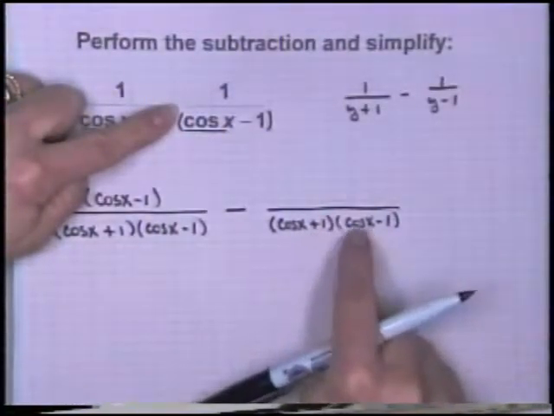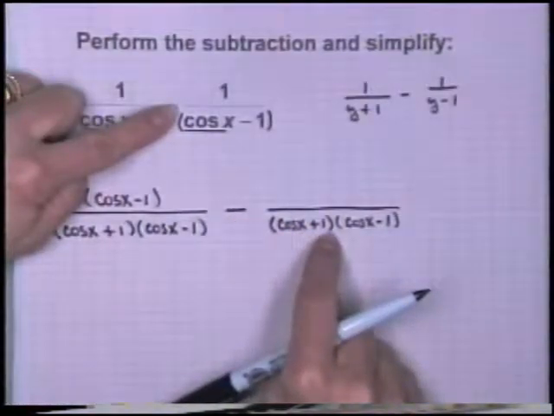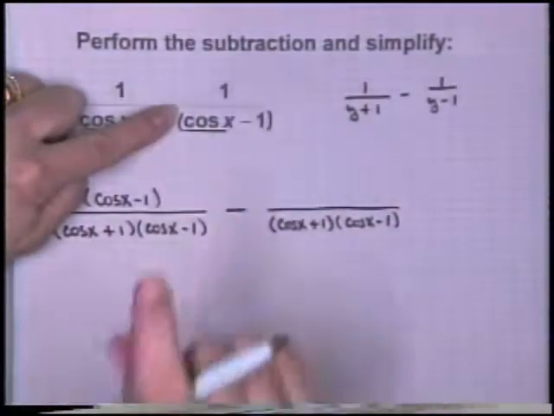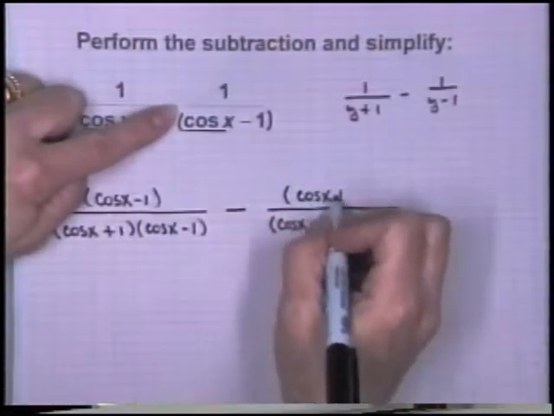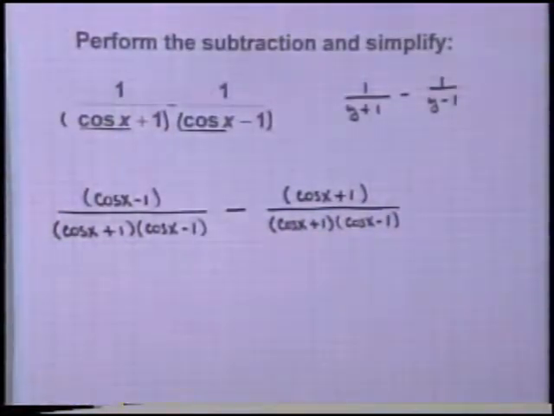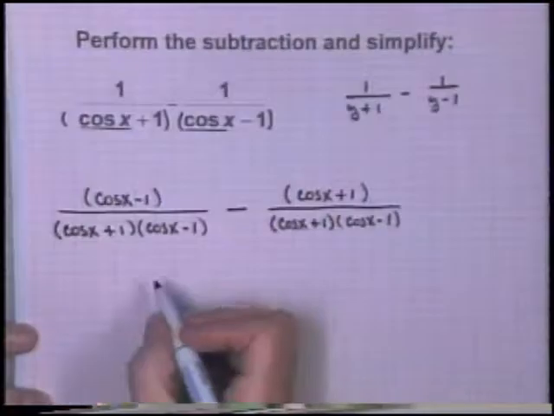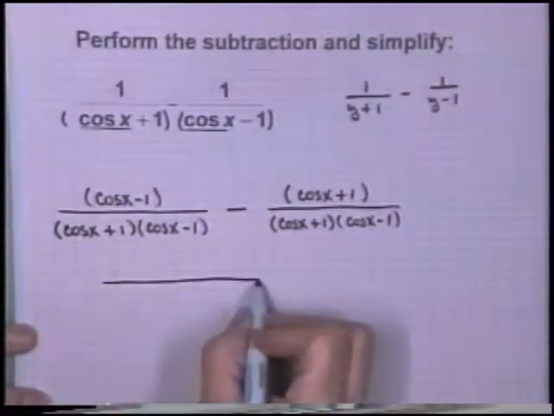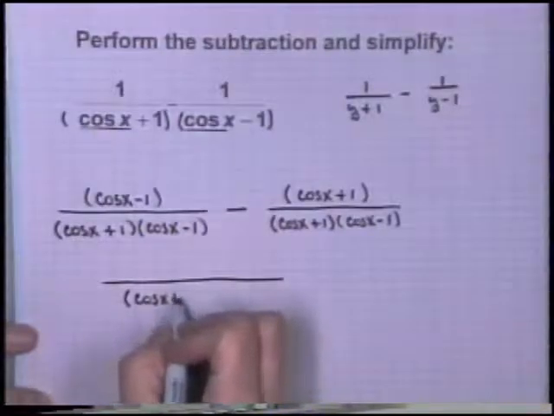If I'm trying to produce this denominator, then this factor needs to be multiplied by cosine x plus 1, which will mean the numerator also will be multiplied by cosine x plus 1. And so again, because of the 1, we would have these two fractions. Now, we are subtracting. We have a common denominator here, so let me bring the common denominator down.